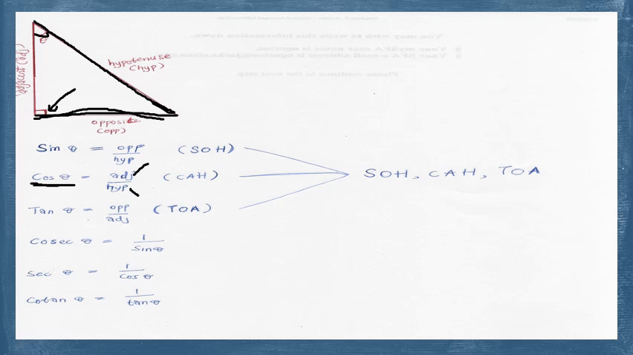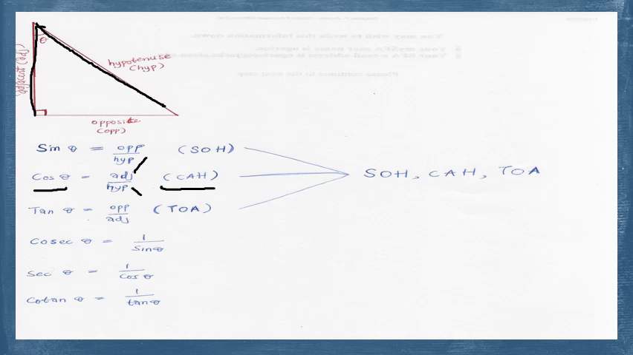Now the side which is not opposite and is not the hypotenuse is known as the adjacent side, ADJ. This side here is the adjacent side. So cos theta equals adjacent divided by hypotenuse. And here we have this acronym CAH, C-A-H. The CAH is just telling you that C, which represents cos, equals adjacent A over hypotenuse H.